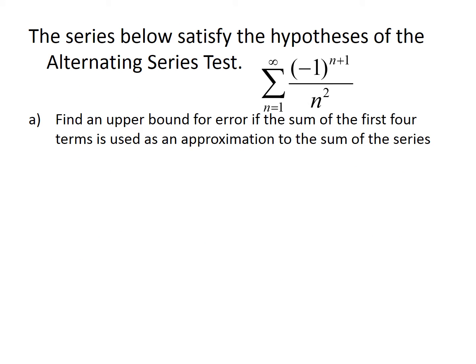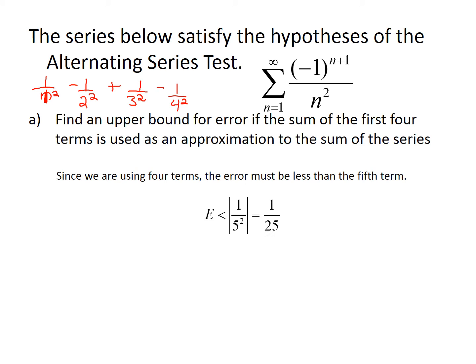Okay, let's do another example. So once again, if I were to write the first 4 terms of this, starting at n equals 1, my first one would be positive, 1 over n squared. In this case n is 1, so this is 1 over 1 squared minus 1 over 2 squared plus 1 over 3 squared minus 1 over 4 squared. Okay, so those would be my first 4 terms. So if I want to know the amount of error, it would be less than the next term. In that case, that would be 1 over 5 squared. And again, I'm taking the absolute value of that because that's the formula. It's always the absolute value.